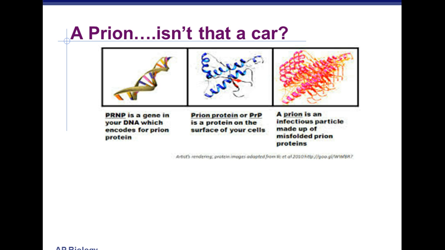Prions are proteins. In other words, they don't carry a genome. As such, the standard rules of central dogma do not apply to prions.